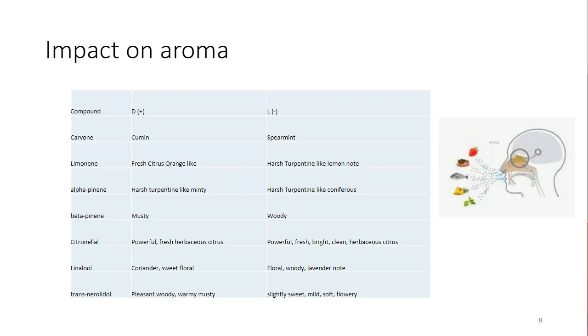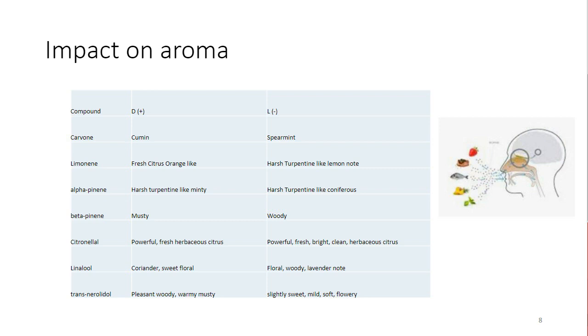Normally, enantiomers are represented by D or plus and L or minus. I mentioned some chiral molecules on the left side, and on the right side you can see the corresponding aroma. For example, D-carvone is cuminic odor. It smells like cumin. L-carvone smells like spearmint. Similarly, D-limonene smells like orange, and L-limonene smells like turpentine.